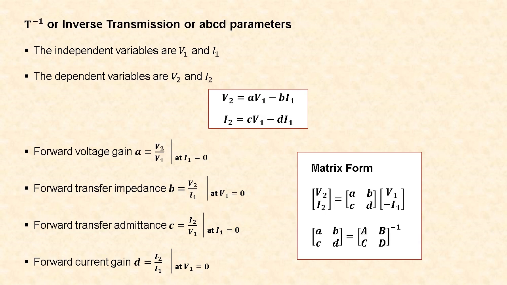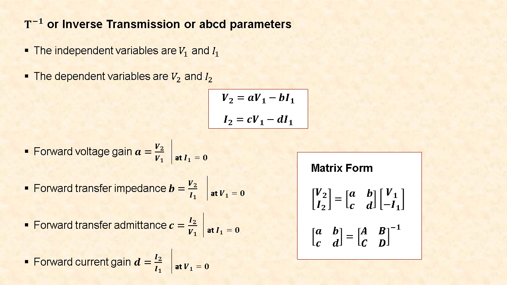Next is the inverse transmission parameters. Here the independent variables are V1 and I1 and dependent variables are V2 and I2. So v2 is equal to a into v1 minus b into i1. Here we are using small letters. i2 is equal to c into v1 minus d into i1.